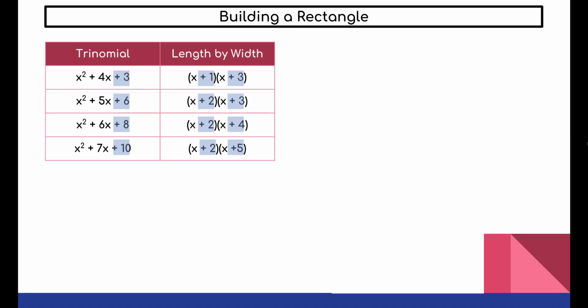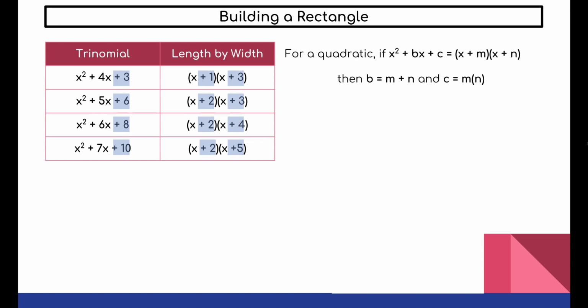In this case, 1 times 3 is 3, 2 times 3 is 6, 2 times 4 is 8, 2 times 5 is 10. So the constants in each of the two factors, the length and width, have a connection both to the coefficient of a linear term and to the constant in the trinomial. In fact, we can now generate a rule.